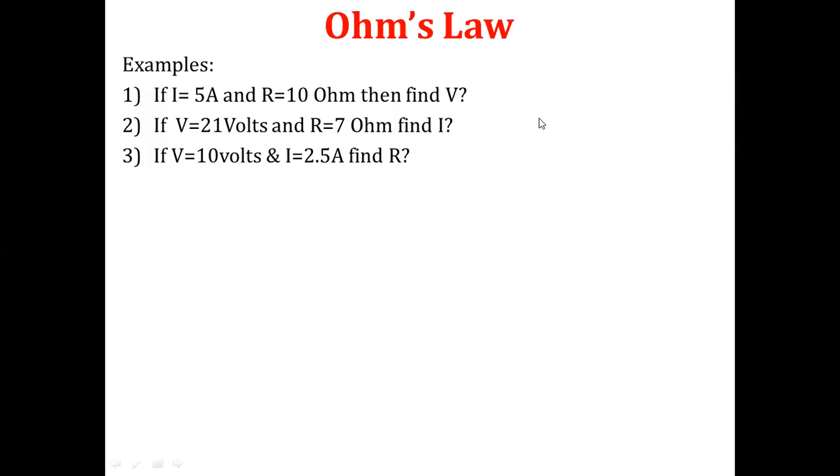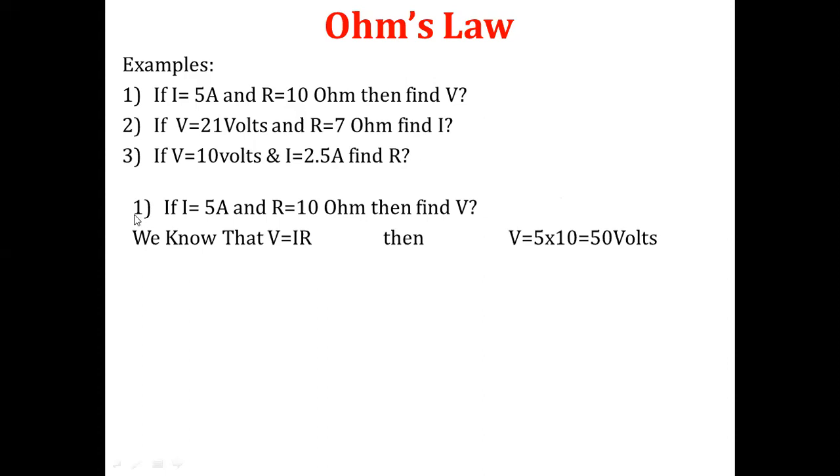Everyone got 50 only. According to Ohm's law, the formula itself says V equal to IR. I is given, R is given: I equal to 5, R equal to 10. The product of current and resistance is 5 into 10, which is 50. So 50 is the correct answer. V equal to IR, the value of I is 5, R is 10. So 5 into 10 is 50 volts.